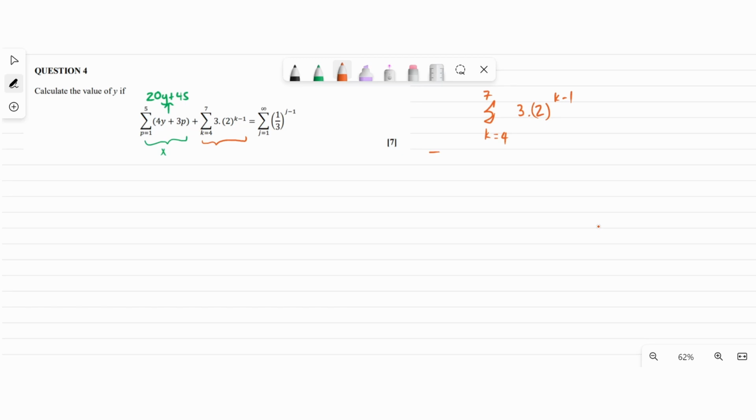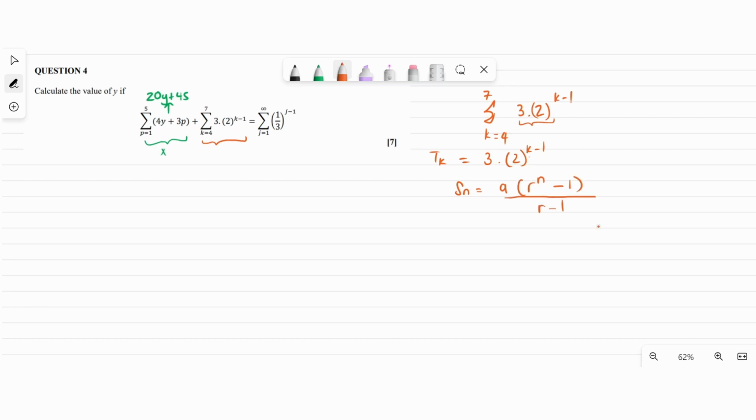So we know the fact that Tk is going to be equal to this. It's going to be 3 multiplied by 2 to the power k minus 1, right? Since this is an exponential, this is going to be a geometric sequence. So we need to find Sn of a geometric. So it's going to be a, open bracket.